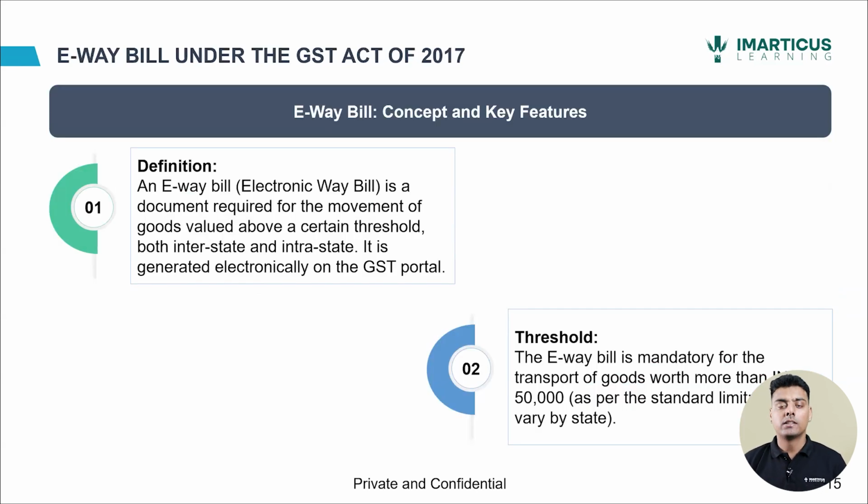The next document that suppliers need to maintain is the e-way bill. What is an e-way bill? An e-way bill is a documentary evidence that shows that goods are being moved from one location to another. The threshold limit is 50,000 rupees. That means whenever the goods worth 50,000 rupees or above are moving from one location to another, you have to mandatorily maintain an e-way bill.